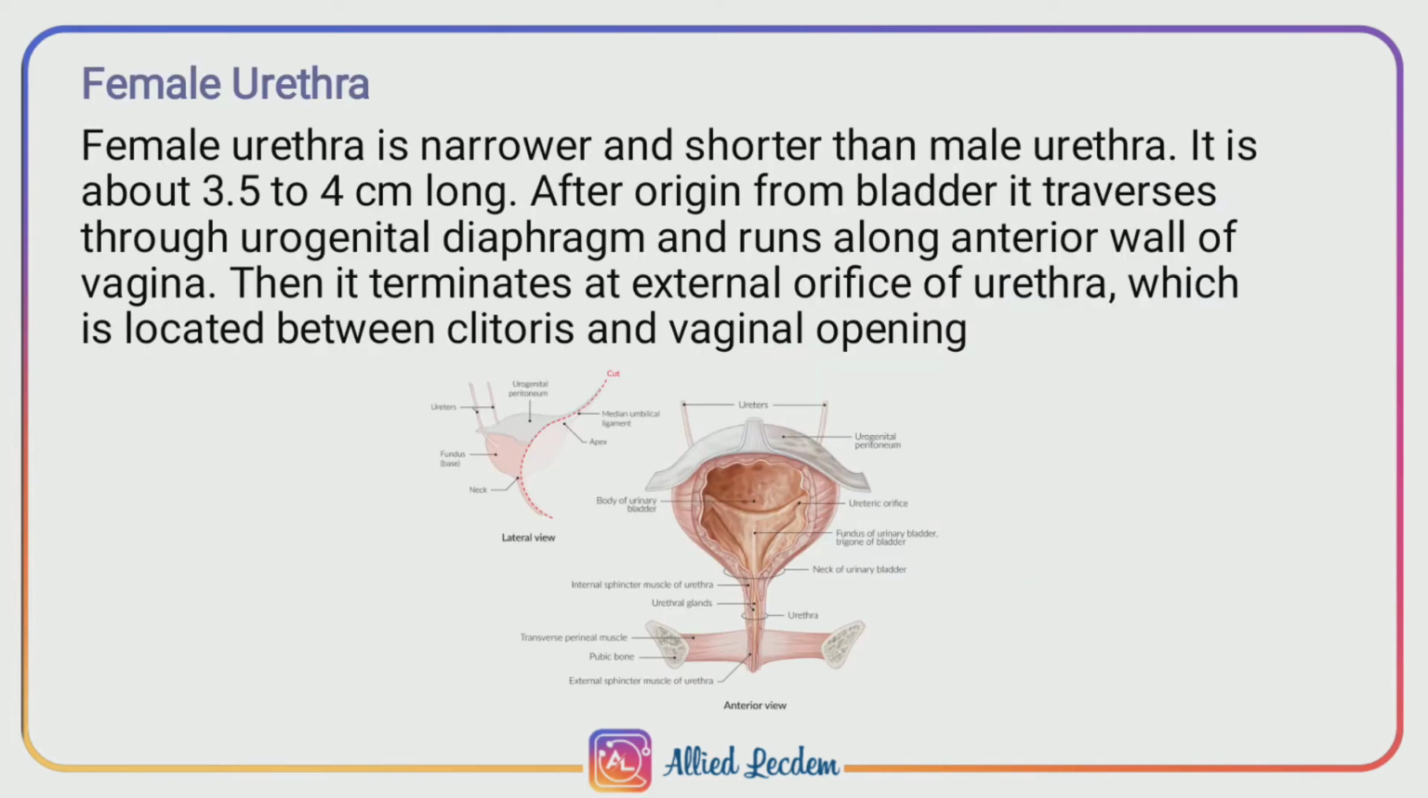Next, the female urethra is narrow and shorter than the male, about 3.5 to 4 cm long. After origin from the bladder, it travels through the urogenital diaphragm.